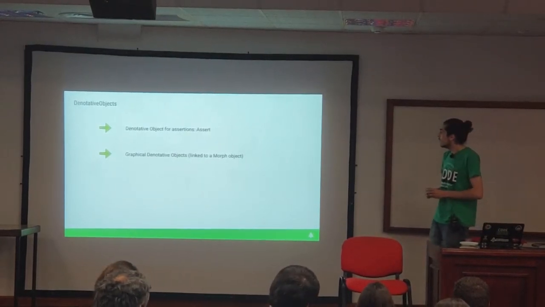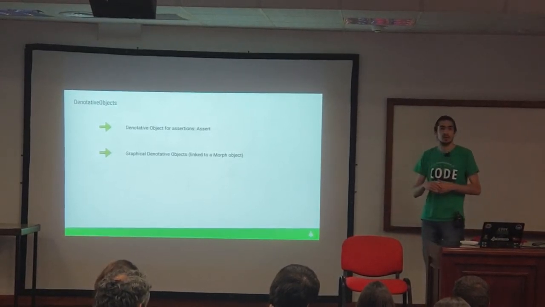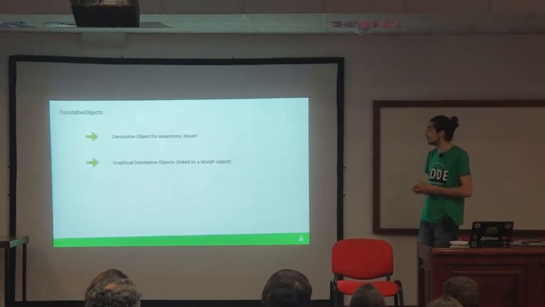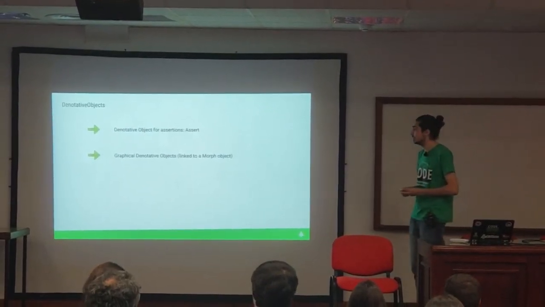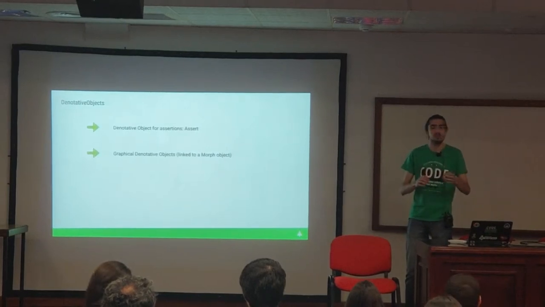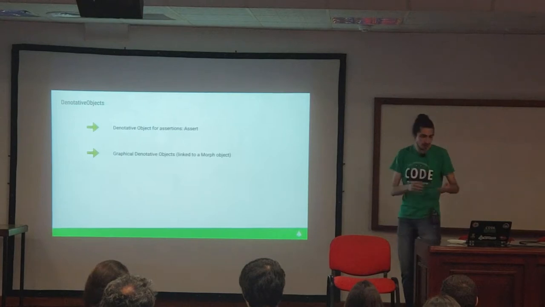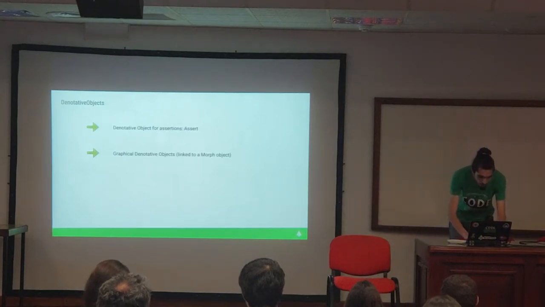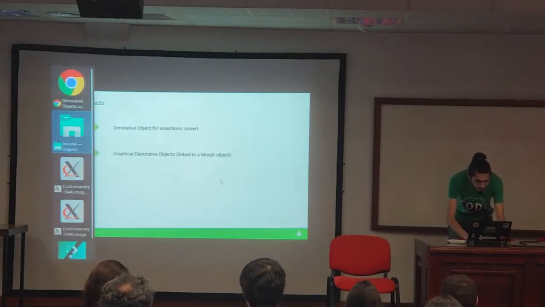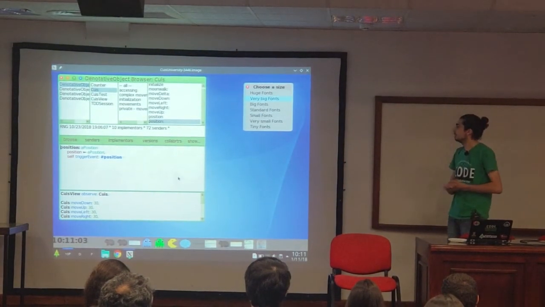So, the last thing that we worked on is a graphical representation of the denotative object. It's the same denotative object, but it has a reference to a morph. So you can, well, I will show you right now. Let me go through some examples that I have.